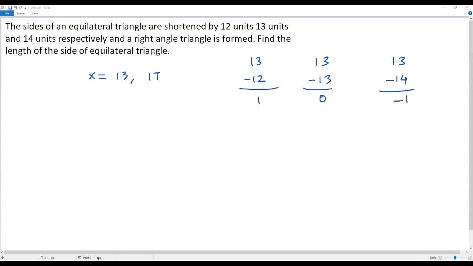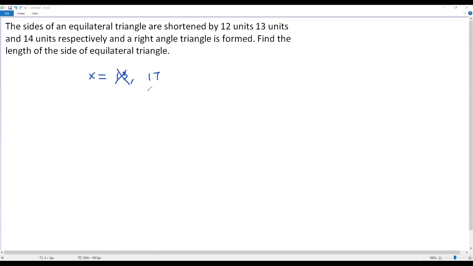Actually, when I shorten the sides of an equilateral triangle by 12, 13 and 14 units, a right triangle is formed. That's the information given in the question. So these are the sides of a right triangle, but it's not possible because 0 cannot be the length of any side of a triangle, and also a negative value can never be the length. So the value we get for x = 13 does not meet the condition given over here. So we can reject the first value of x, that is 13.